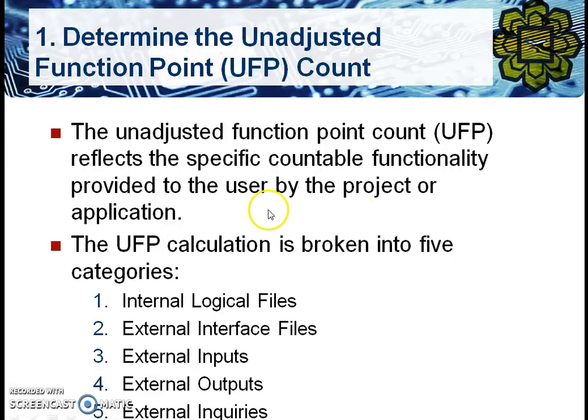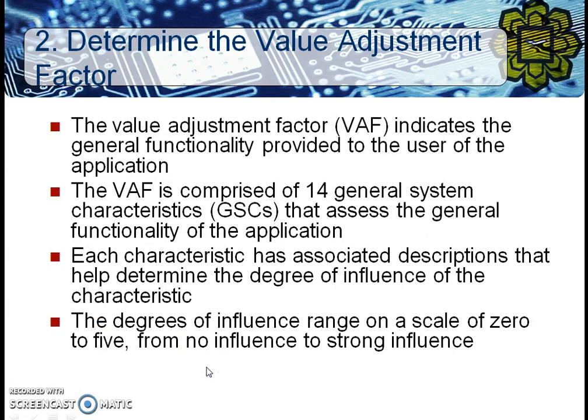The first one, the unadjusted function point count, reflects the specific countable functionality provided to the user by the project or application. The unadjusted function point calculation is broken into 5 categories. So we have to know the internal logical files, external interface files, external inputs, external outputs, and external inquiries. The second one is to determine the value adjustment factor. The value adjustment factor indicates the general functionality provided to the user of the application.